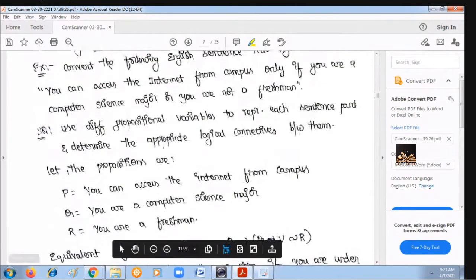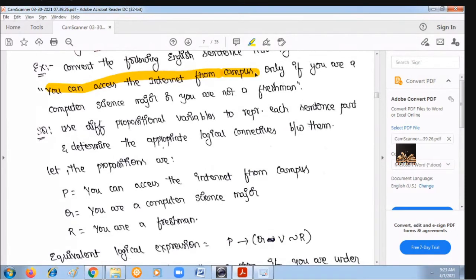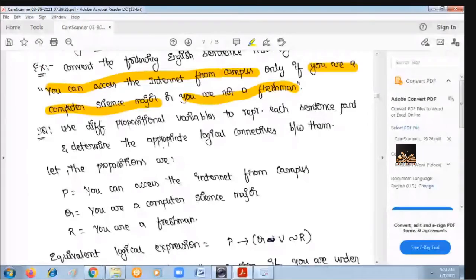Here the statement is given as: you can access the internet from the campus only if you are a computer science major or you are not a freshman. Right? So this is the given statement. By seeing this statement, you can identify the individual statements. So what are those? You can access the internet from campus. That is one statement. You are a computer science major. That is the second statement. You are not a freshman. That is your third statement.